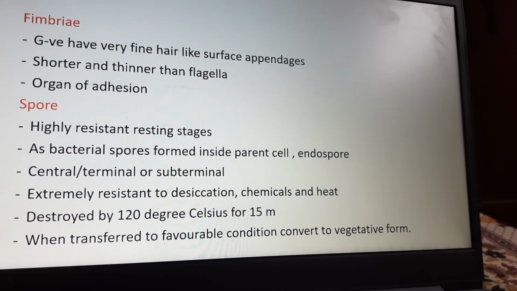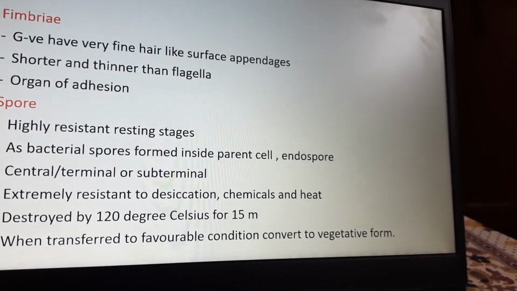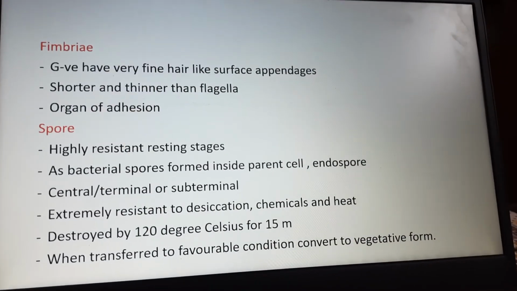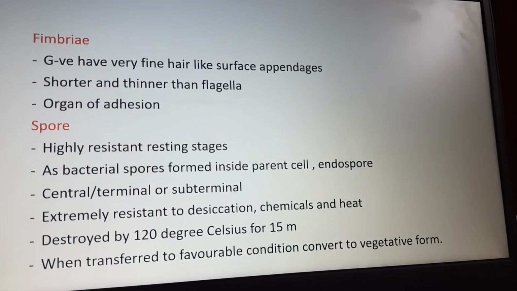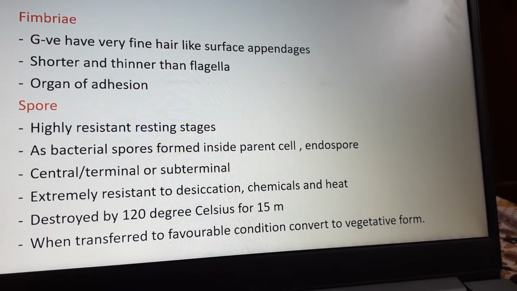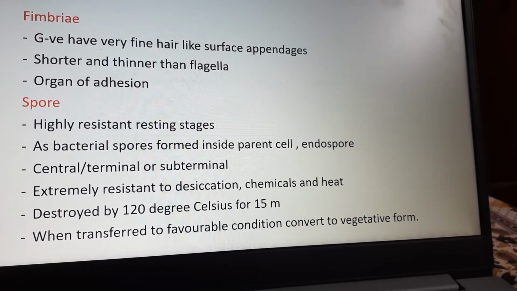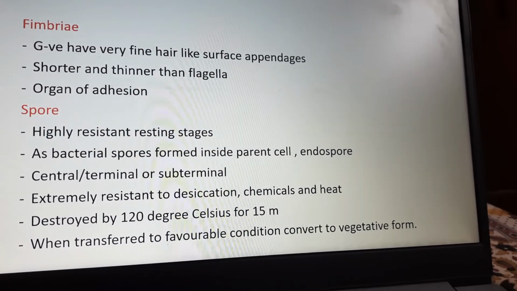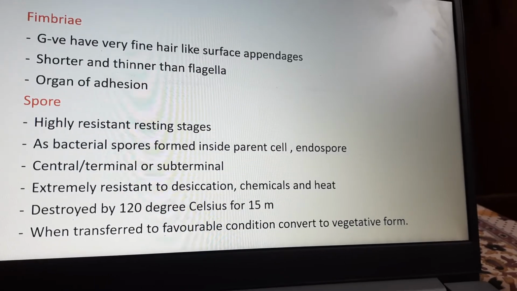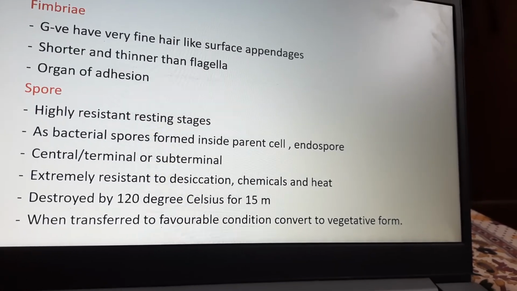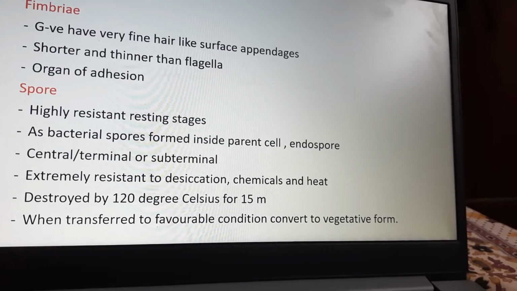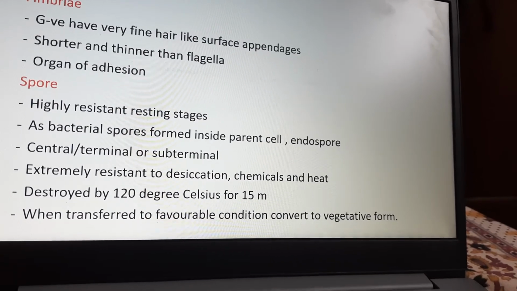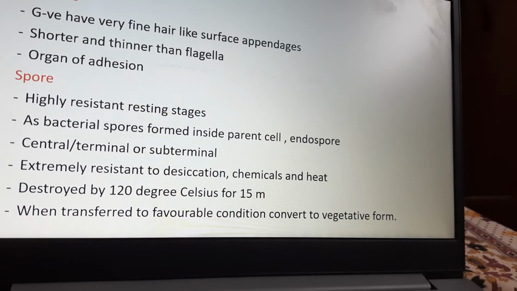Now we will see about another additional structure known as the spore. They are highly resistant resting stages of the bacteria. As bacterial spores are formed inside the parent cell, they are known as endospores. If they are formed inside the parental cell, it is known as an endospore.